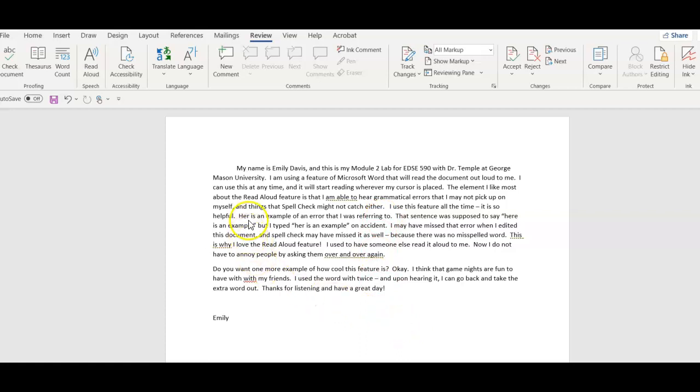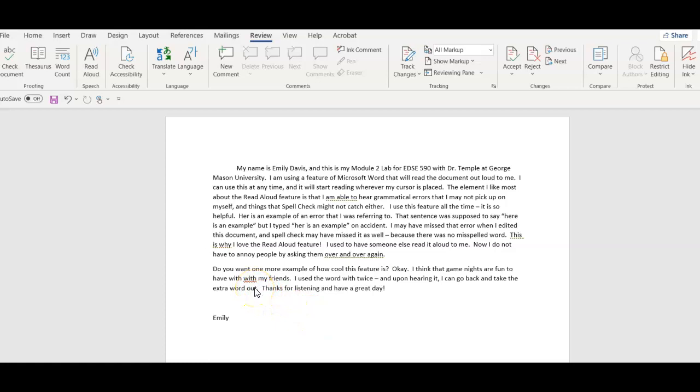Well, instead of her, I meant to put here. Spell check wouldn't catch that because the word her is not misspelled. And skimming over it, you might not check that because here and her look really similar. So when that's read back to you, you catch these things and you can go back and fix it. And down here, I also used a double word. Skimming over, I might not catch that. When it's read back to me, I can catch it.